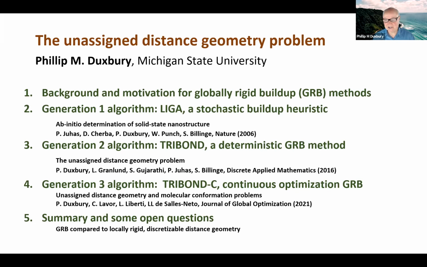So we have the advantage that we know that for the assigned case, the buildup is possible in polynomial time. And what we showed is if it's a deterministic buildup for the unassigned distance geometry problem, where we maintain global rigidity at every step, then the algorithm is also polynomial, provided the distance list is precise. And then what we wanted to do with Tribond is extend it to higher dimensions and to problems with uncertainties.